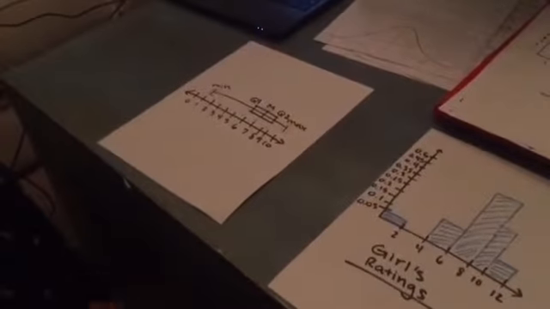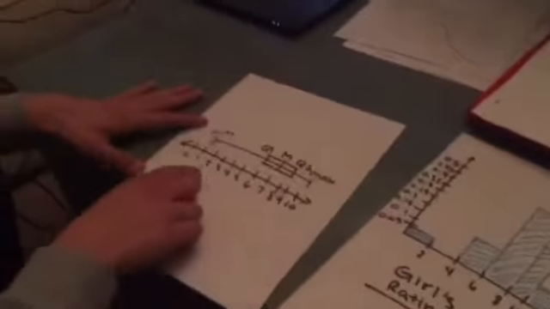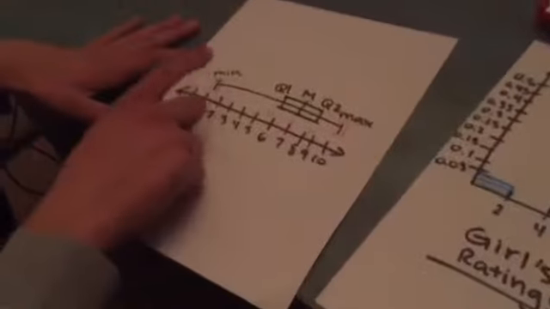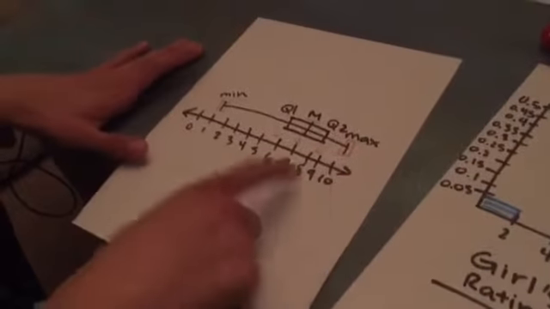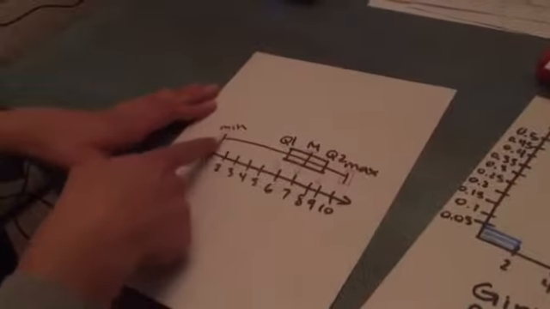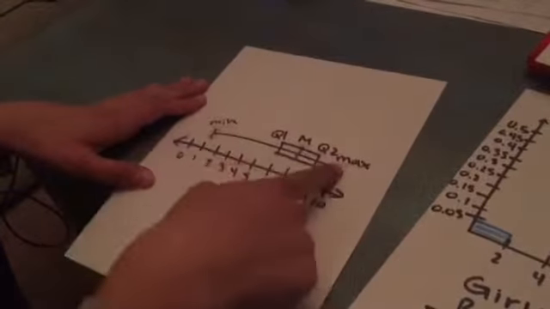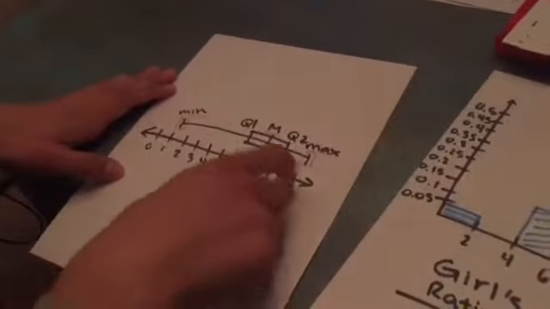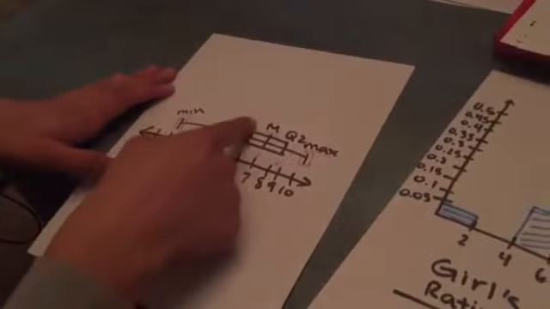Okay, so with the same exact data, we're going to make a box plot now. So basically with a box plot, draw a scale like this. So from 1 to 10. So basically you make a mark right here and right here, the minimum and the maximum. So you do that. And after Q1, which was 6, make another mark right there.